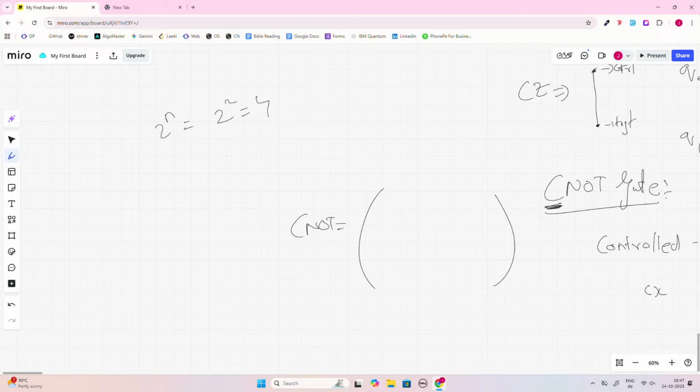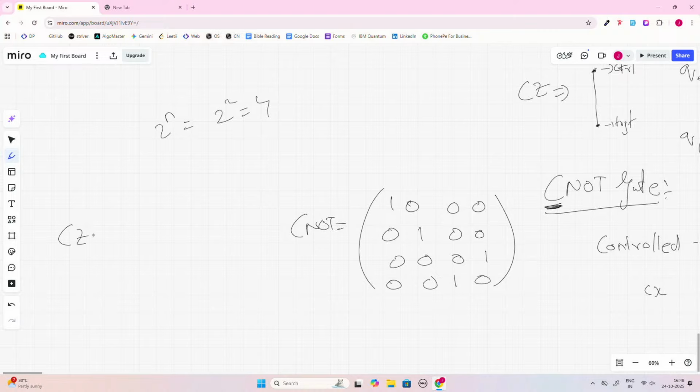0 0, 0 1, 1 0, 1 1, right? So you can have all those possible values. And if you're having only a single qubit, the output is only 0 or 1. So that's why it's only 2. Okay? So it will look something like this. 1, 1. So this is a C naught gate. Okay? Here the flip will be there.